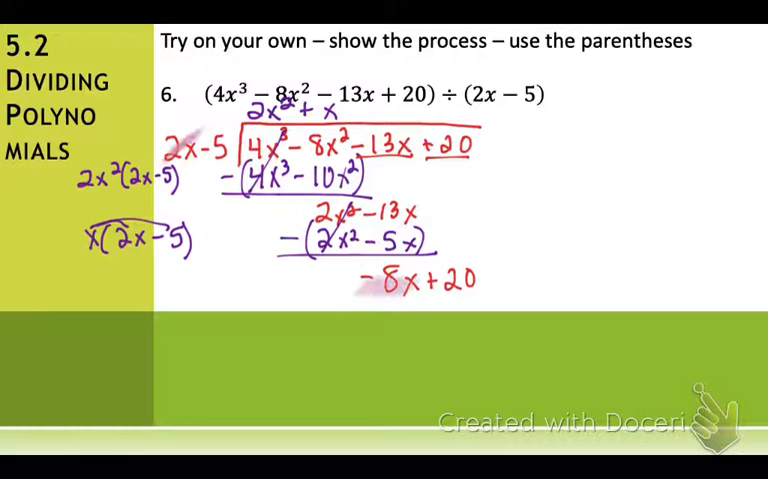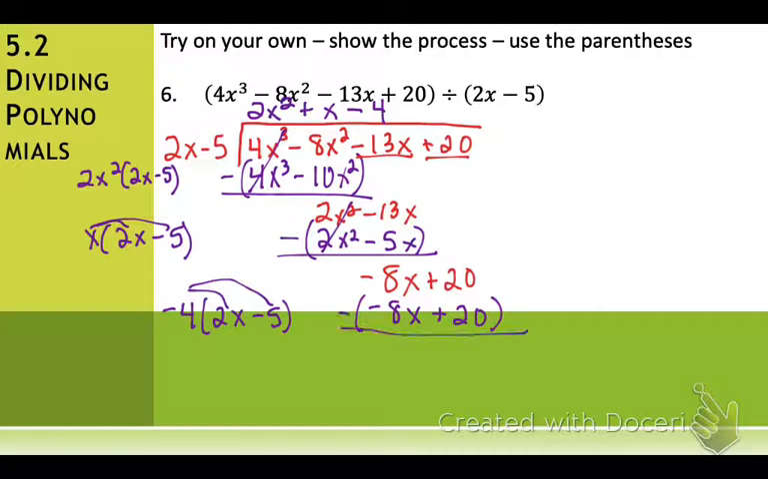2x goes into negative 8x. Negative 4 times. Take that negative 4. You got to be so careful with your positives and negatives here, and just always be very careful in algebra with those. So negative 4, 2x minus 5, going to be negative 8x. Negative negative makes plus 20. Nice. Subtract that. All cancels.